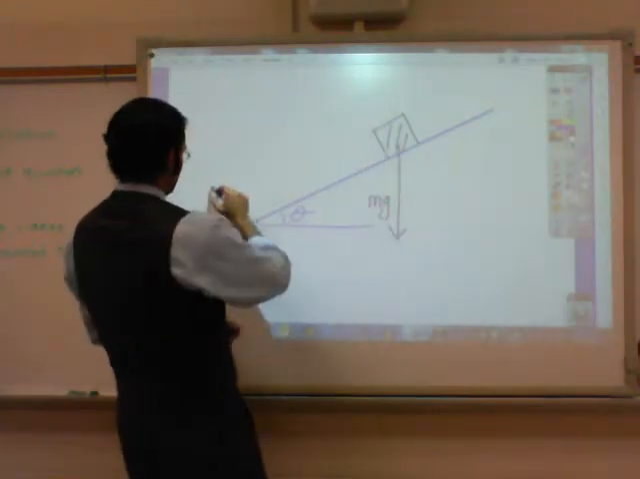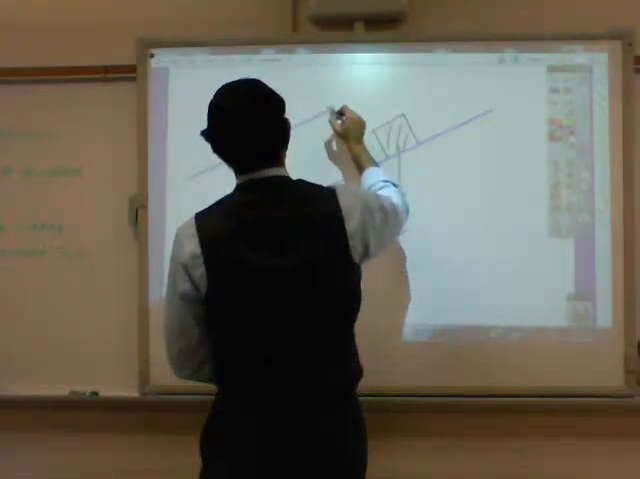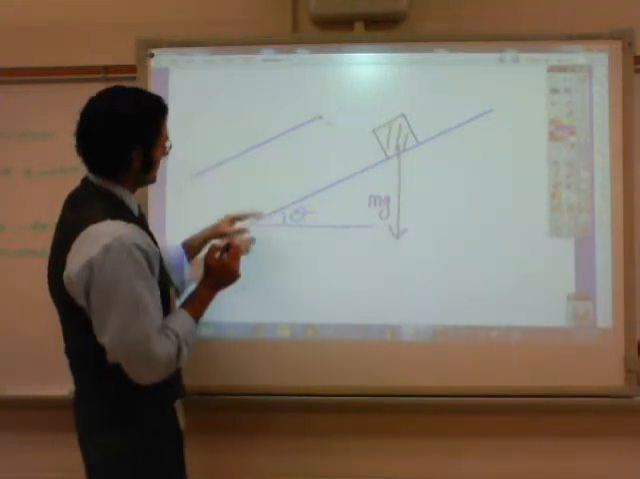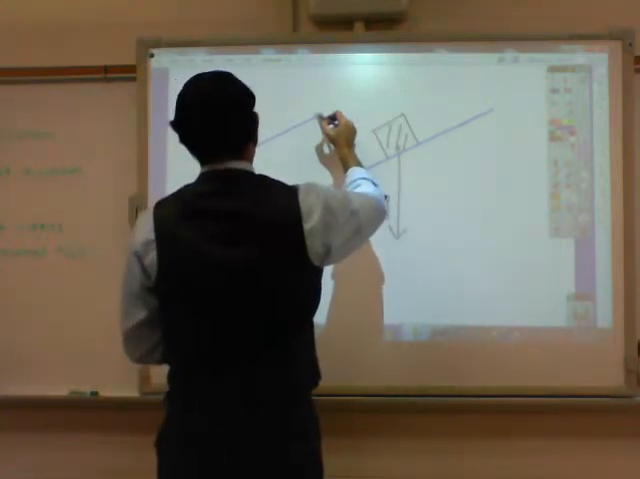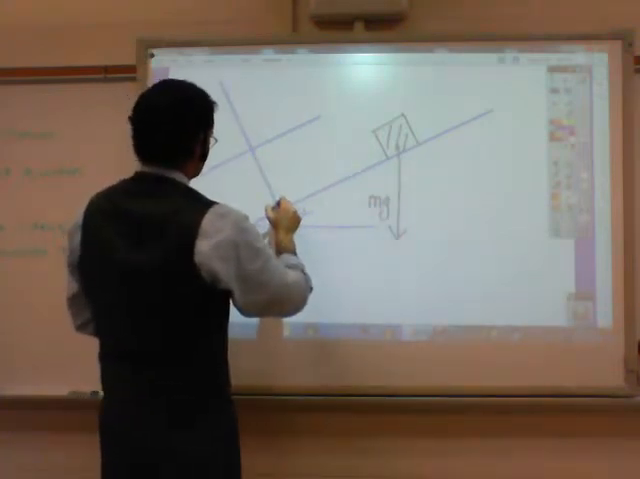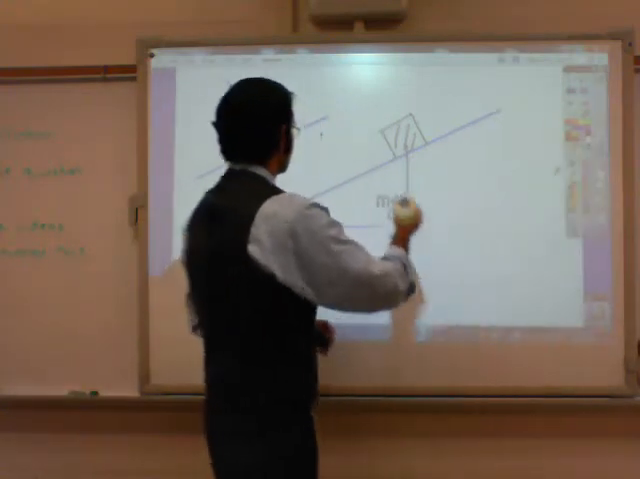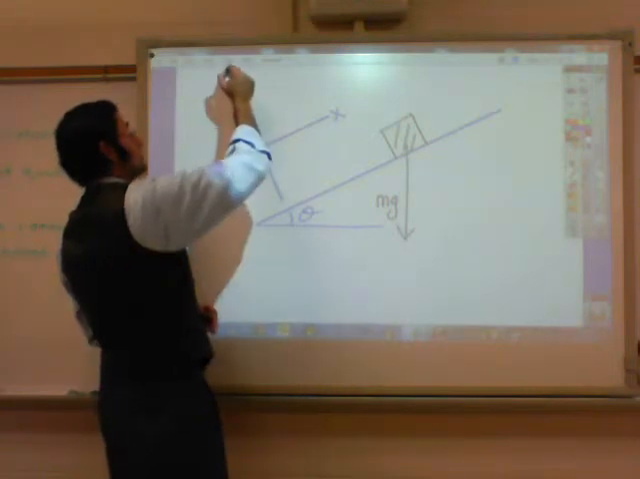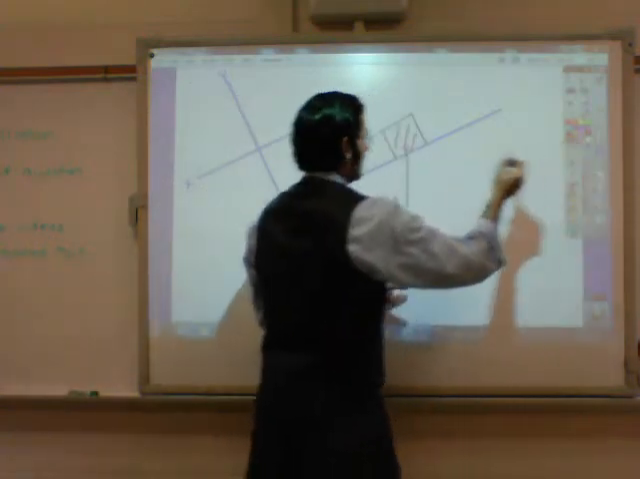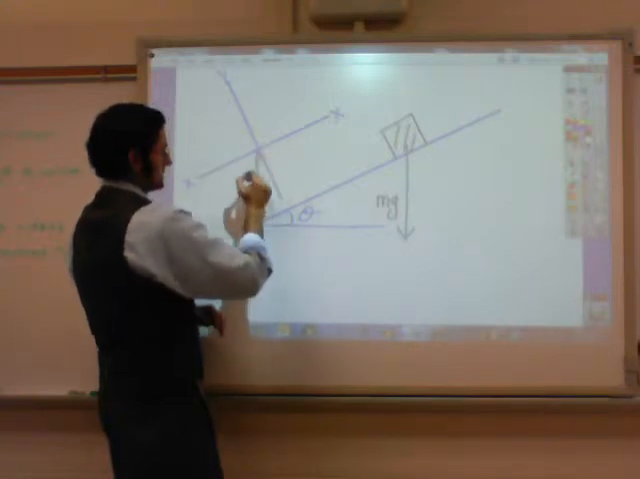Let me draw this a little bit neater. This is my new x-axis. I'm trying to draw it so it's parallel. Okay, so you're tilting your xy axis. So this is your new x, and this is your new y. And you've tilted it by the same angle theta. So this force of gravity, if you were to draw it on this new xy axis, it would look like this.